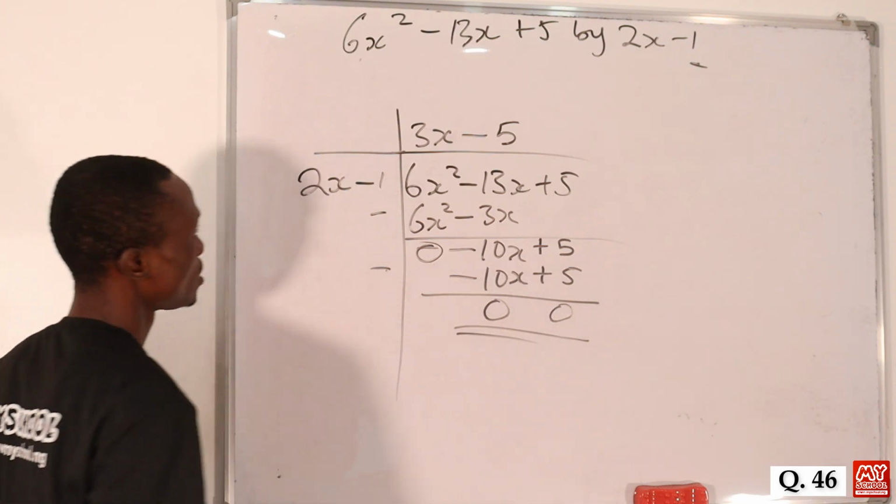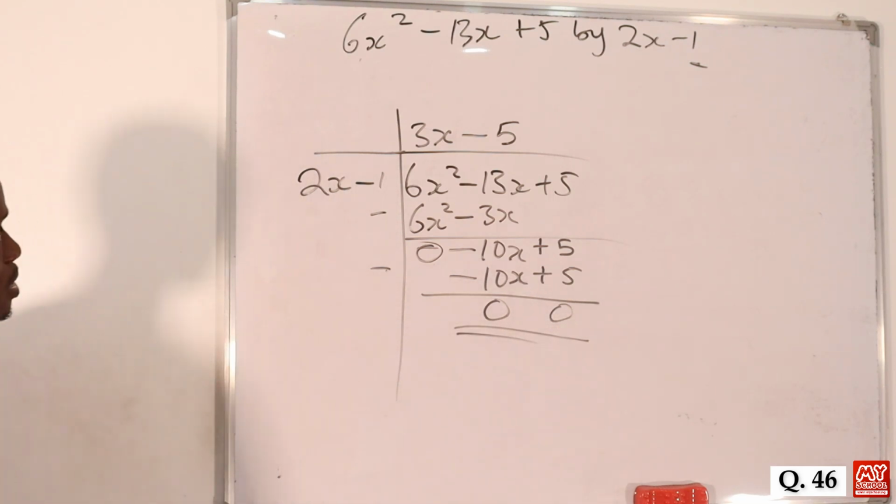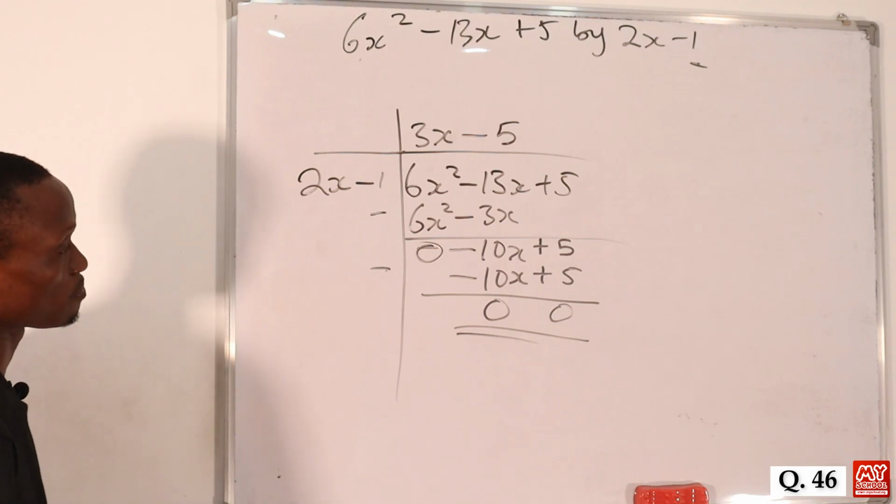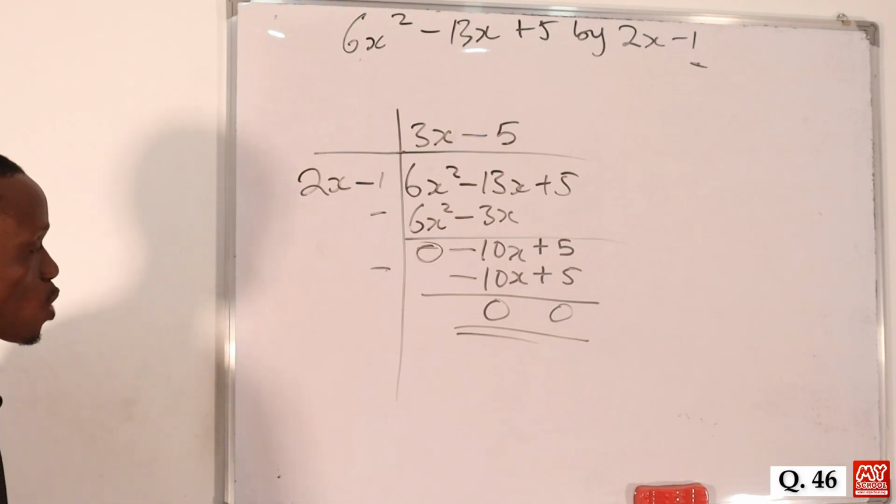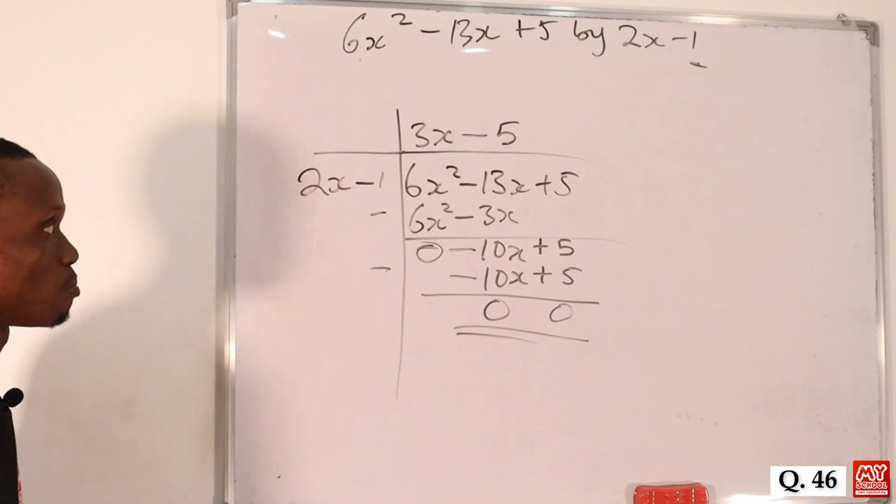So that means 6x squared minus 13x plus 5 divided by 2x minus 1 is equal to 3x minus 5.